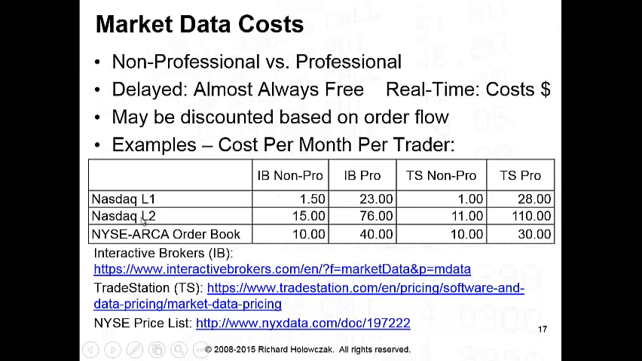Now we jump up. If we get the NASDAQ Level 2 data, even for a non-professional, it's going to be $15 a month. For the pro, it goes up to $76. TradeStation is $11 and $110. So you can see the price difference is pretty dramatic once we start talking about Level 2 data. Here's the New York Stock Exchange ARCA order book data that we mentioned before. And here we can see, again, the non-pro is about $10 a month. The pro, it's $40 a month. TradeStation, very, very similar. We can also look directly at each exchange, and we can see what they might be charging.